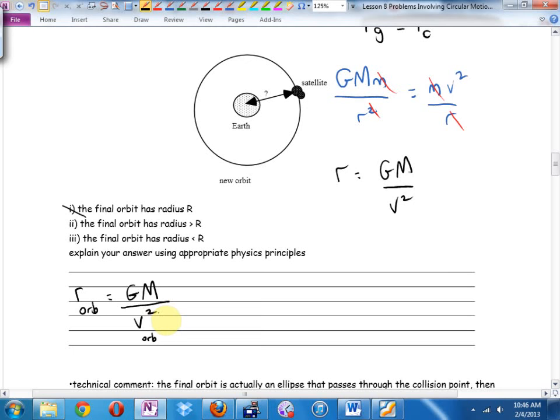So here's the question. If that's how radius is related to orbital speed, if orbital speed gets smaller, if this term here gets smaller, what will happen to this overall answer? Show.